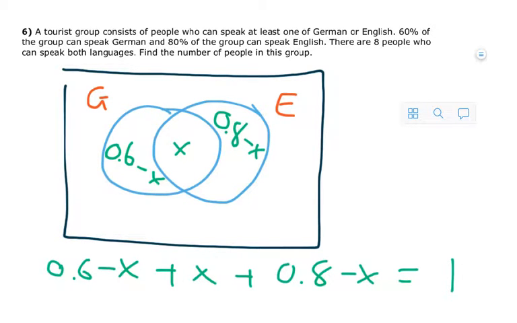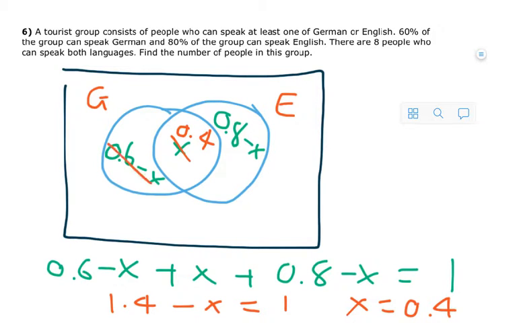And so what we end up with is 0.6 plus 0.8, so 1.4 minus X is equal to 1. And so we can see that X must be equal to 0.4. There we go. Meaning that we've got 0.2 here and 0.4 here.